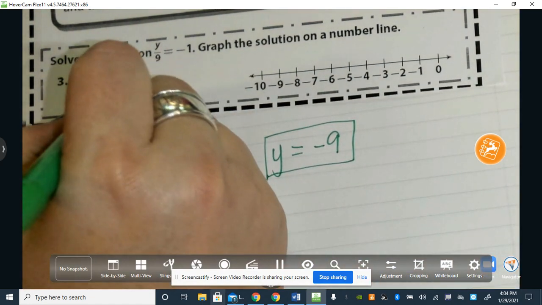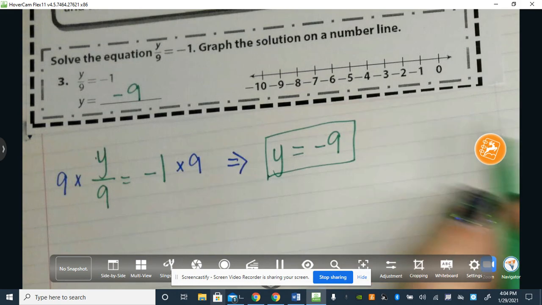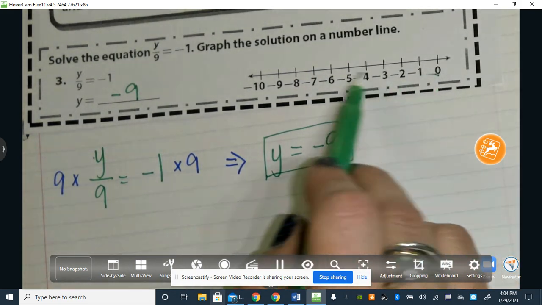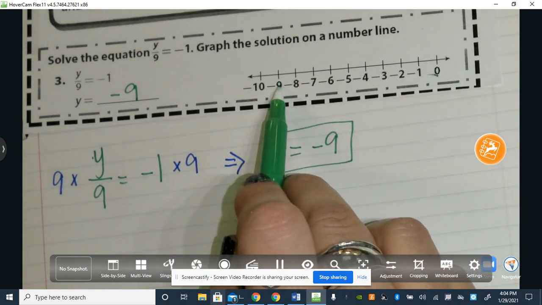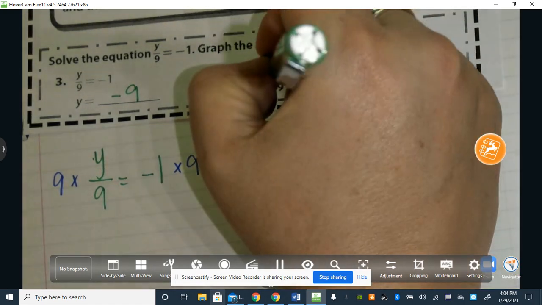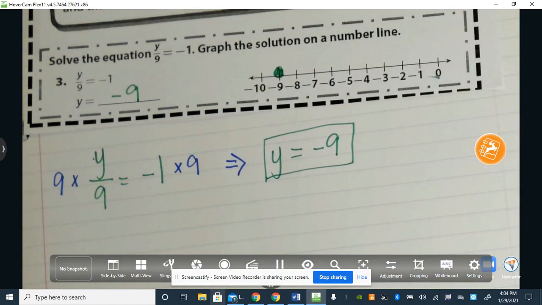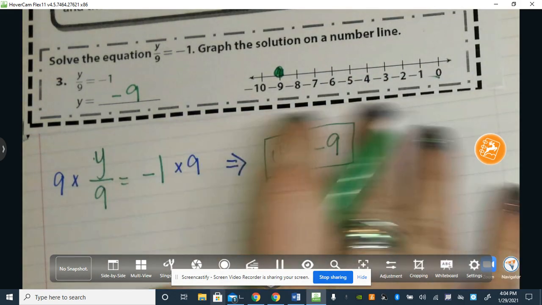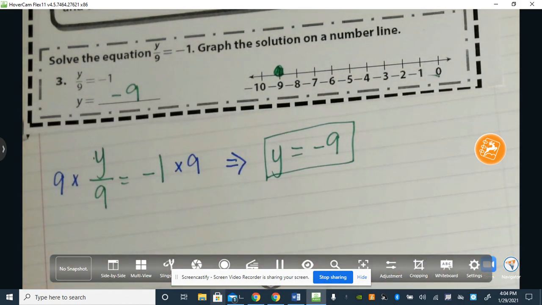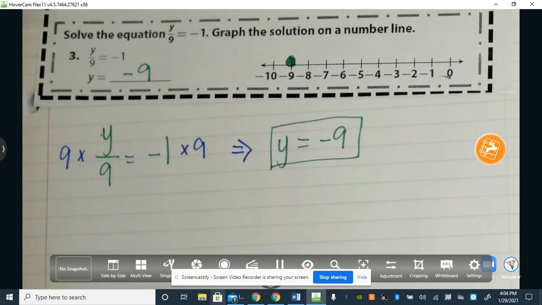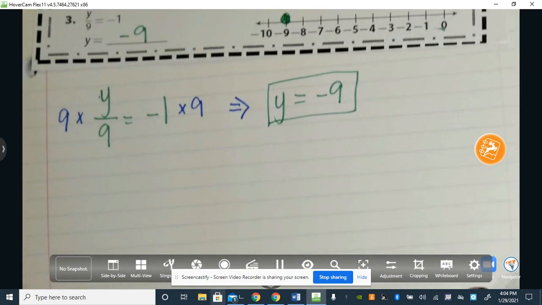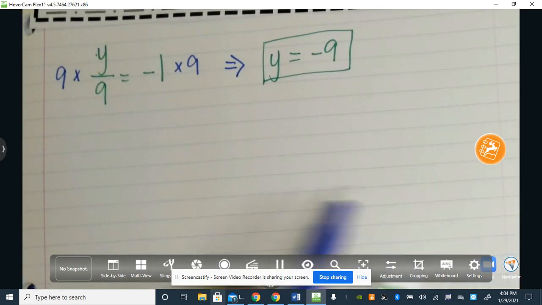So when I graph this, y is equal to negative 9. I'm going to go to 0, find negative 9 to the left of 0 on a number line. I put a circle and I make sure I shade in that dot because it's saying it is negative 9. Can't be any of these other numbers. It has to be negative 9. Let's do 3 more.